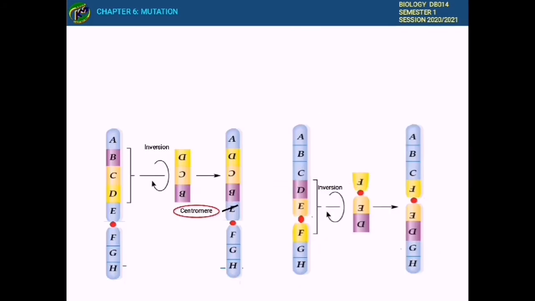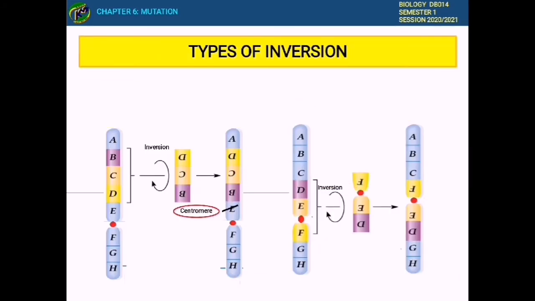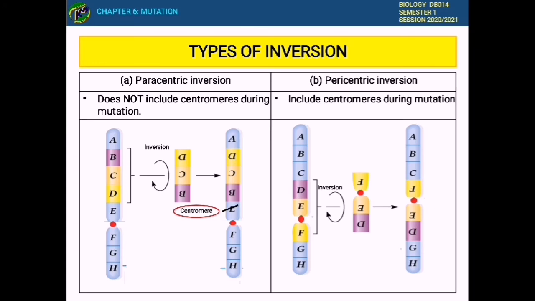Next, for the types of inversion, we have two types. The first one is paracentric inversion, and the second one is pericentric inversion. For paracentric inversion, it does not include the centromere during mutation.